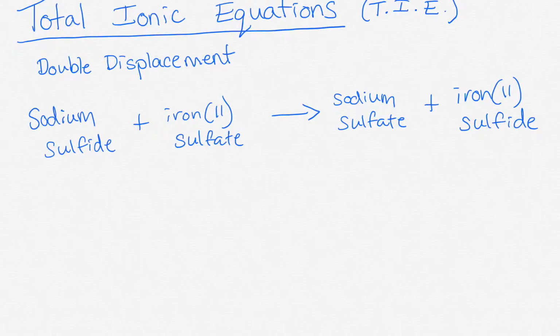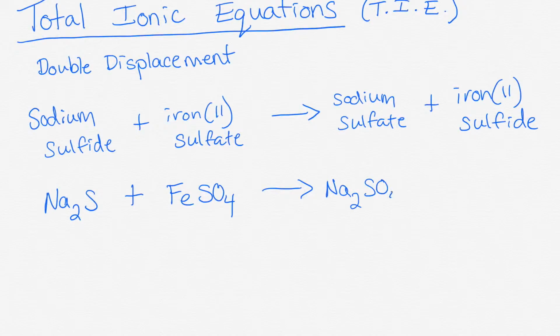So once I know what my reaction is, I want to write out the formulas for everything in my reaction. So my sodium sulfide formula is Na2S. Iron(II) sulfate is going to have a formula of FeSO4. And they're going to react to produce our sodium sulfate. And the formula there is Na2SO4. And then our iron(II) sulfide will end up being FeS.